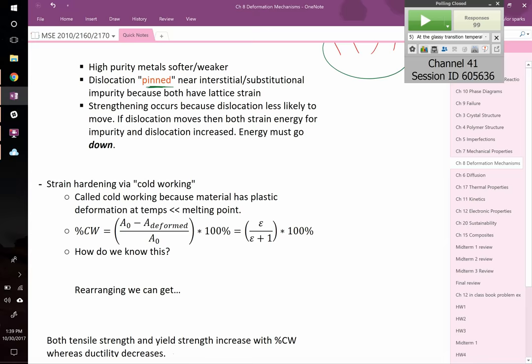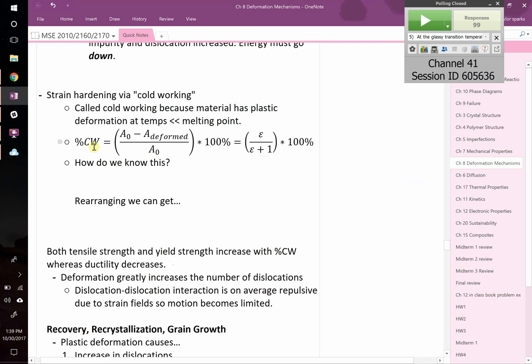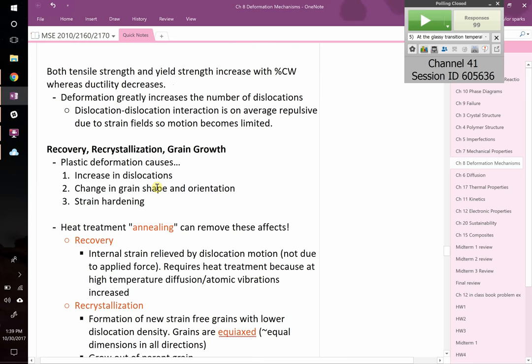Okay, you can cold work something. We've been talking about this. Cold working, the percent cold working, is just your initial cross-sectional area minus your deformed cross-sectional area divided by your initial. That's just strain, right? Technically it'd be strain over strain plus one. So that's cold working. We're going to skip that step. Cold working makes it harder and stronger, but at the expense of ductility.